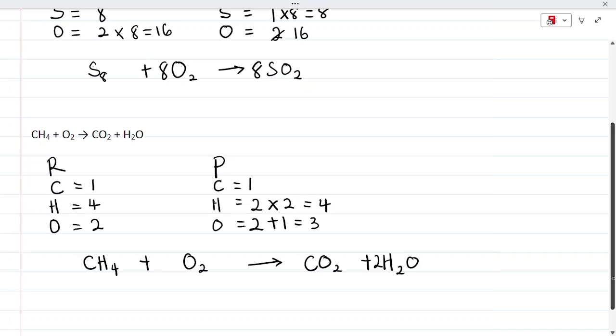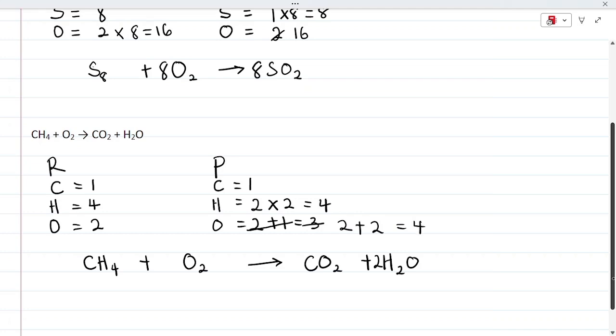So in this case, hydrogen now is 4, which means hydrogen is balanced. But oxygen now will no longer be 3. Why? Because now we have 2 here, and now 2 times 1, 2. So we also have 2 oxygens here. So that means that it is no longer 2 plus 1. Instead, oxygen is now 2 from carbon dioxide plus 2 that we have from water. So oxygen is now total of 4.